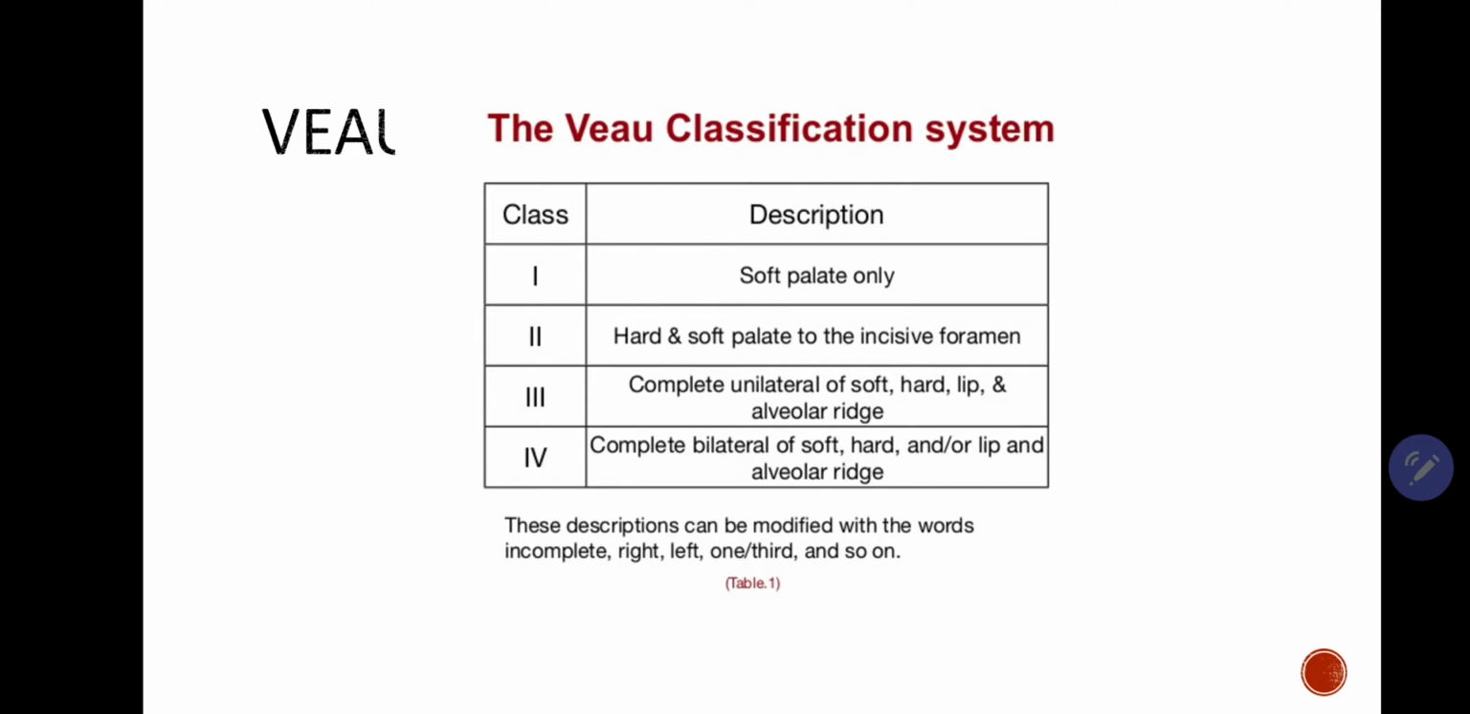In class 1, the cleft is only in the soft palate. In class 2, the cleft is involving both the hard as well as the soft palate. In class 3, there is a complete cleft which involves soft palate, hard palate, alveolar ridge and lip. In class 4, we have a complete bilateral cleft which involves both the sides.